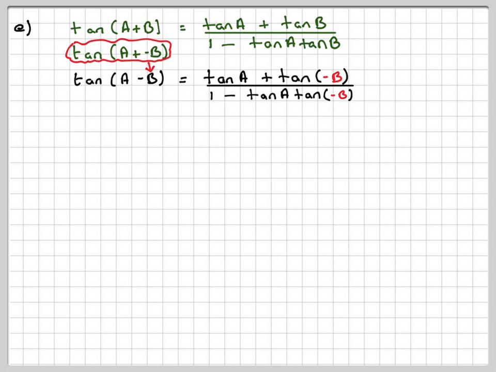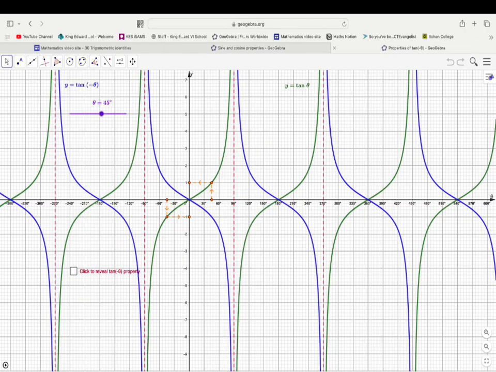Now if we look at this GeoGebra, and again it's in the notes of the video, here the green graph is tan, the blue graph is minus tan. If we click here, for example, we can see that tan of 45, which we know to be 1, and the tan of minus 45 is actually minus 1. So tan of minus theta is actually equal to minus tan theta. Okay, it's a property that you just need to remember. Again, you can look at this for yourself on the GeoGebra, and that's true for all angles as well.